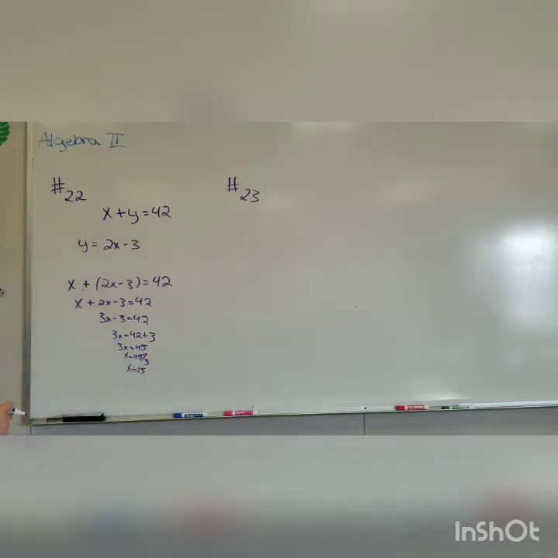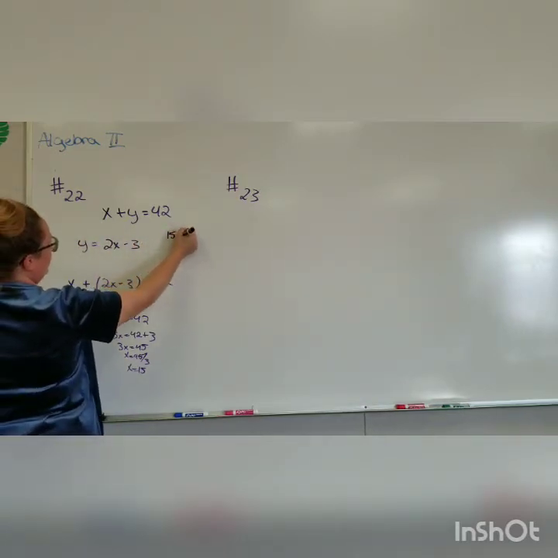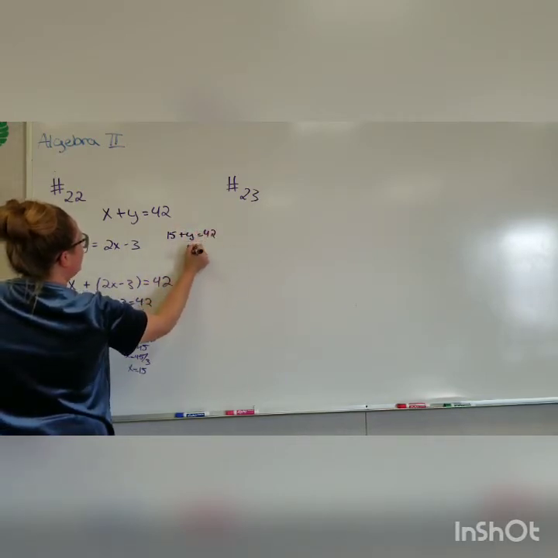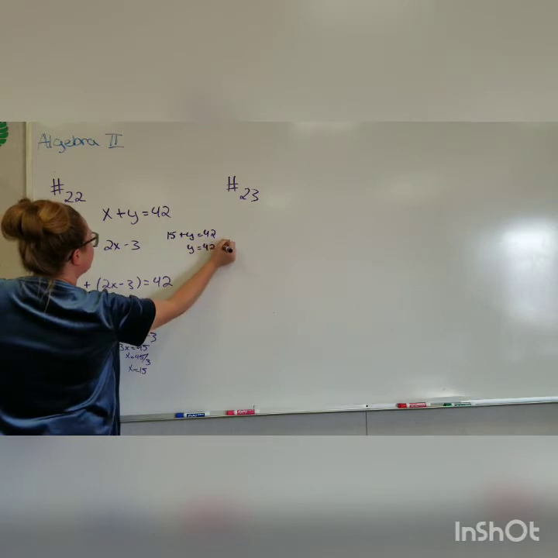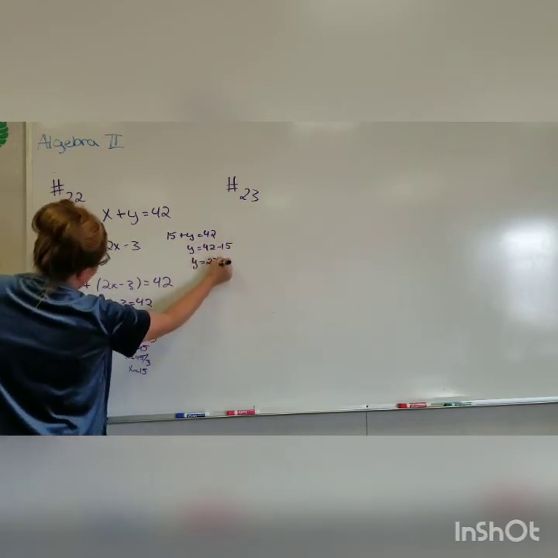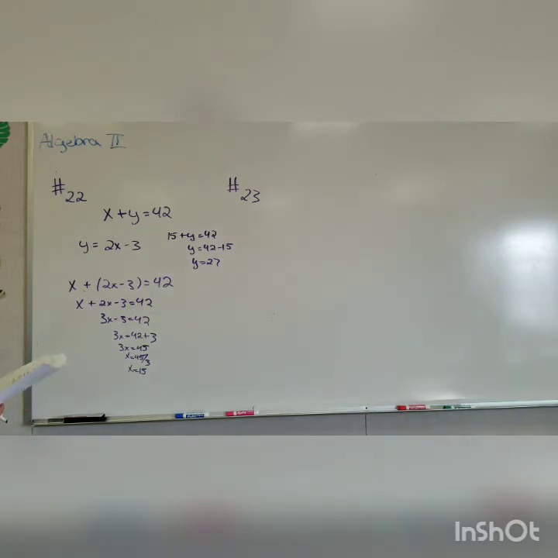So one number is 15. X is 15. So in this equation where x is at, I'm going to put 15. 15 plus what equals 42. So y would equal 42 minus 15, which I believe is going to be 27. So the two numbers that add to 42 are 27 and 15. All right, problem number 23.